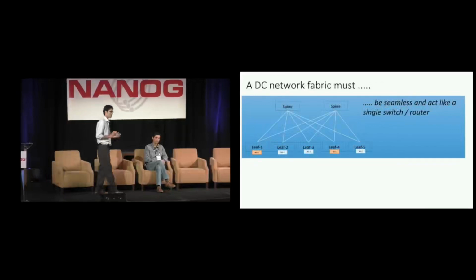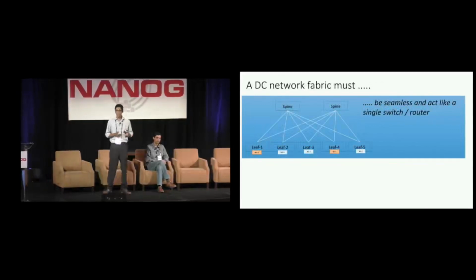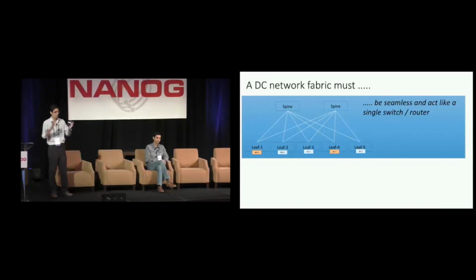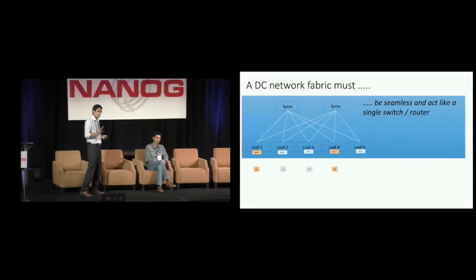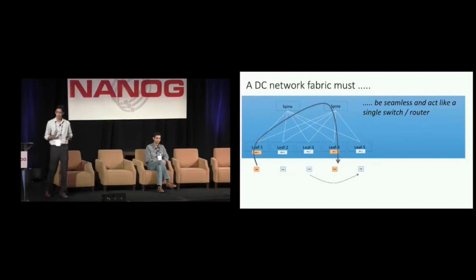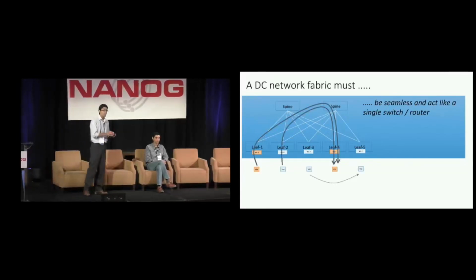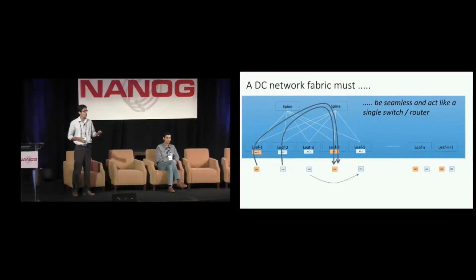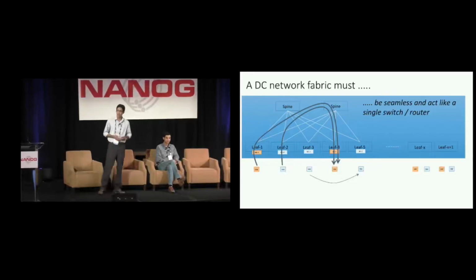So just to summarize, the data center architecture must be seamless and programmable and act like a big switch or a router, where workloads can be placed anywhere, can be moved anywhere, any host can talk to any host in a layer 2 domain, any host can talk to any host in a layer 3 domain. It can be scaled up horizontally as your demand goes up, as your scale goes up, with more tenants, more workloads, and more functions.